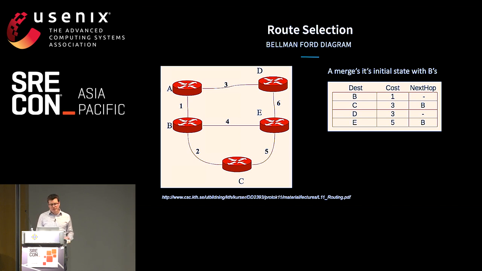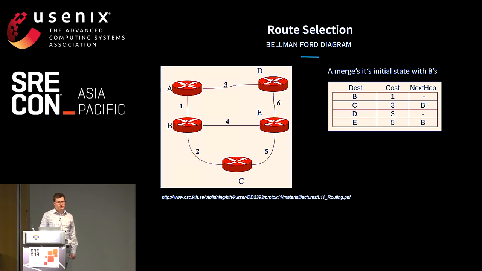So if we want to get from A to E, we've got two options here. We can go A, B, E, which is a cost of five, the shortest cost. And then we've also got A, D, E, which is a cost of nine. So obviously we'd want to go with the lower cost in this example.